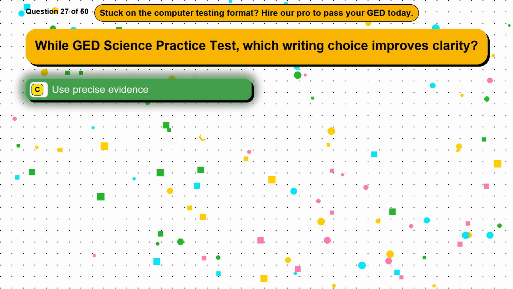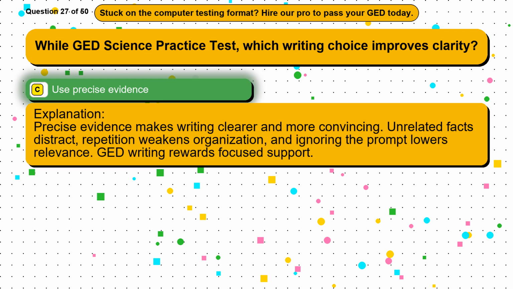The correct answer is option C. Use precise evidence. Precise evidence makes writing clearer and more convincing. Unrelated facts distract, repetition weakens organization, and ignoring the prompt lowers relevance. GED writing rewards focused support.